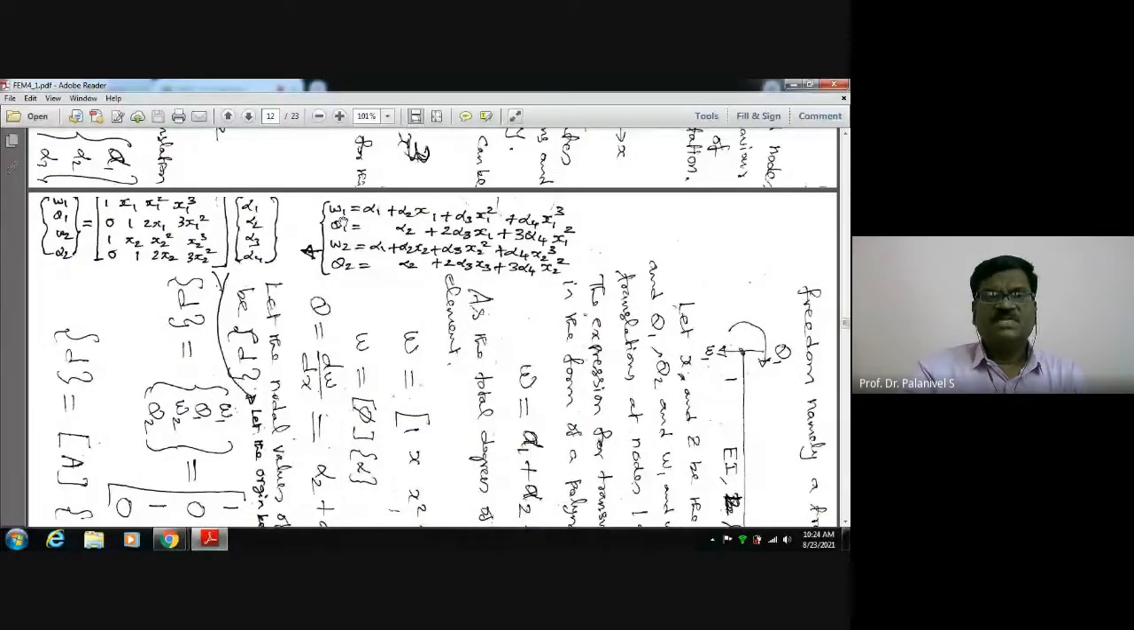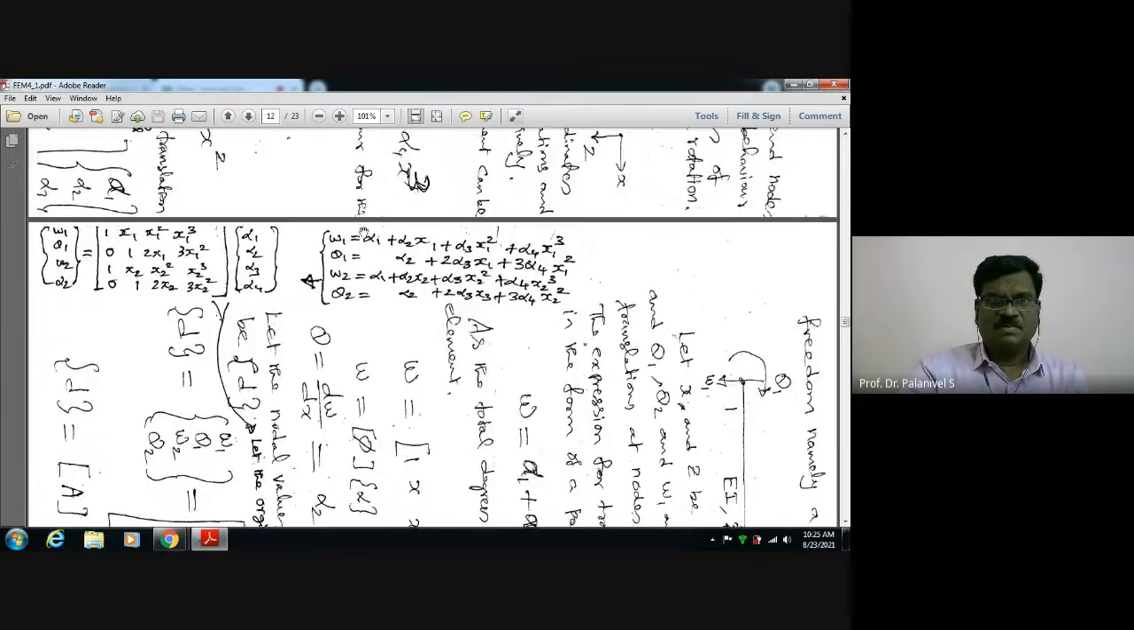So what are the nodal degrees of freedom? W1: wherever x is there, you have to substitute x1. So W1 equals alpha 1 plus alpha 2 x1 plus alpha 3 x1 square plus alpha 4 x1 cube. What is theta 1? Theta 1 equals the derivative you obtained: alpha 2 plus 2 alpha 3 x1 plus 3 alpha 4 x1 square. Wherever x is there, substitute x1.